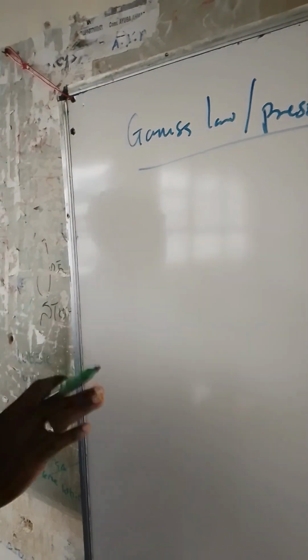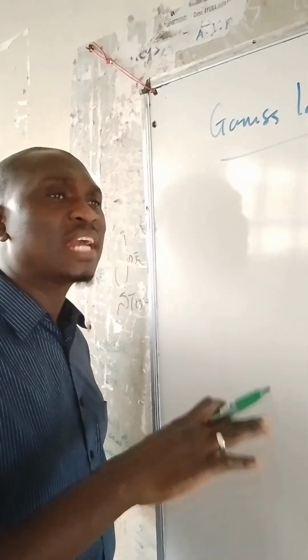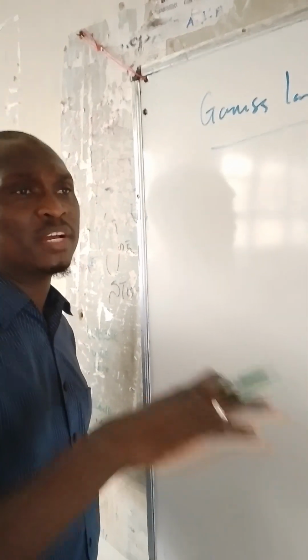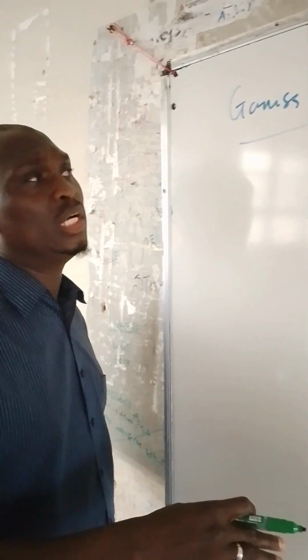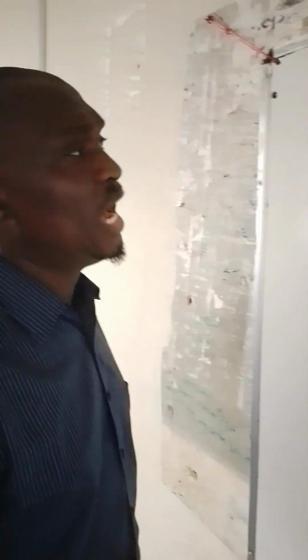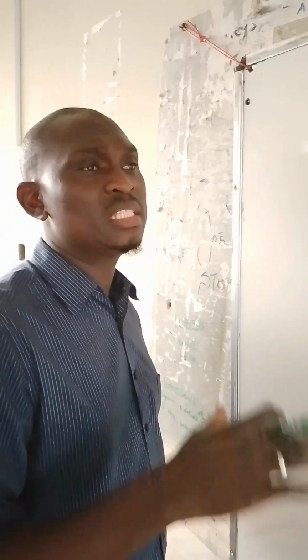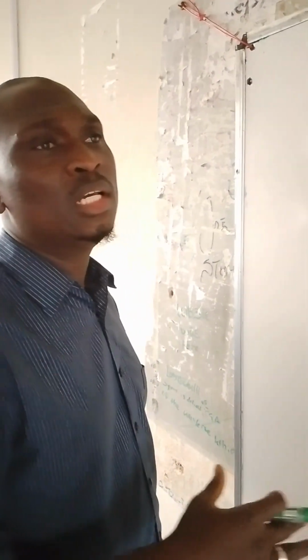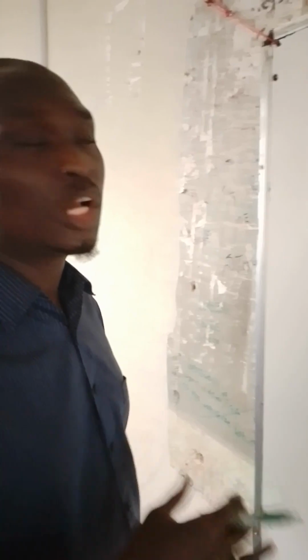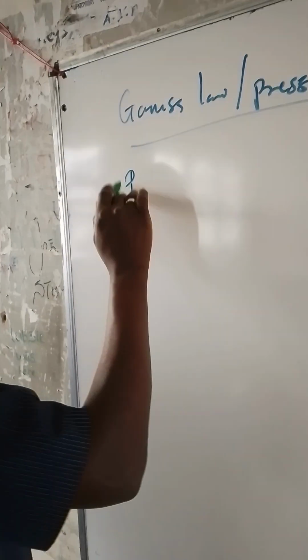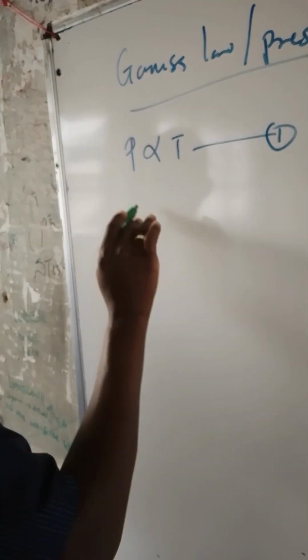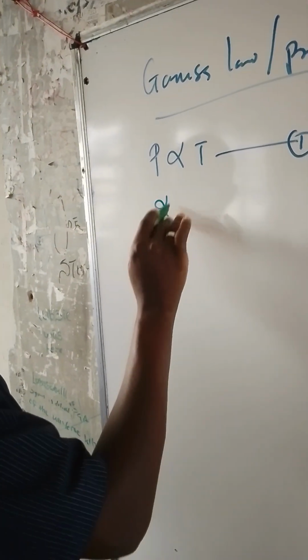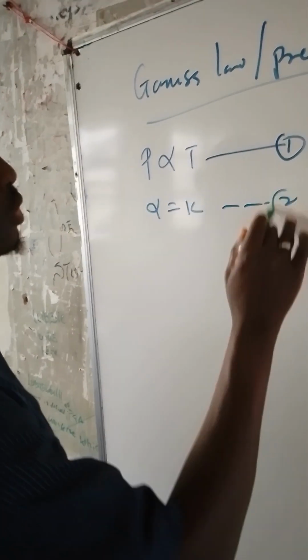The pressure law, or Gay-Lussac's law, says that the pressure of a fixed mass of gas is directly proportional to its absolute temperature, provided the volume remains constant. Where we have P is proportional to T, we call it equation 1. Where the proportionality gives P over T equals K, we call it equation 2.